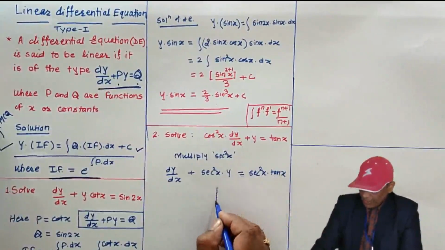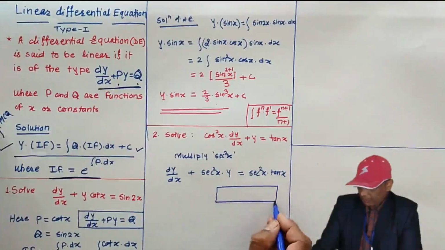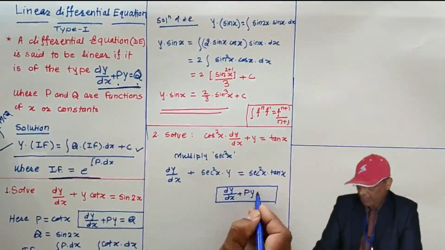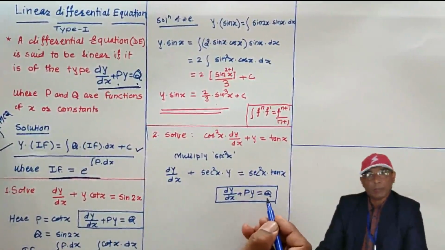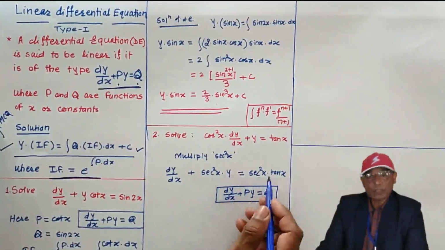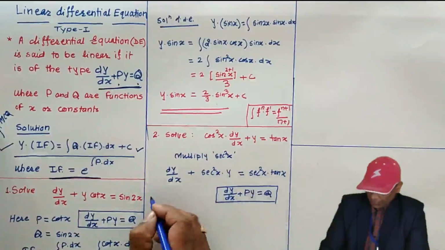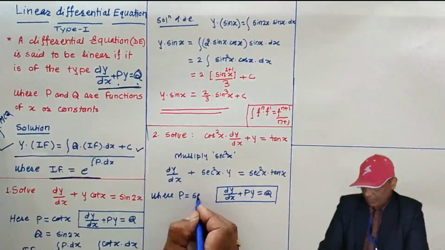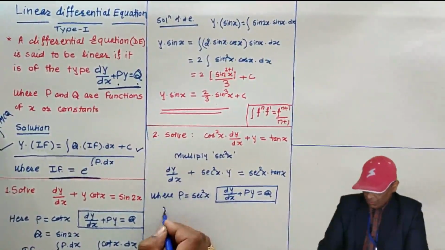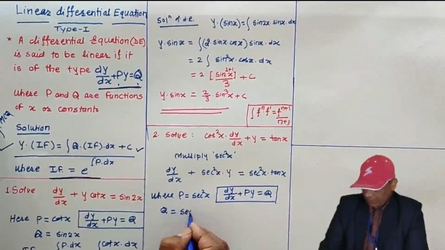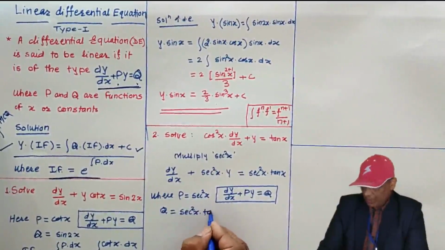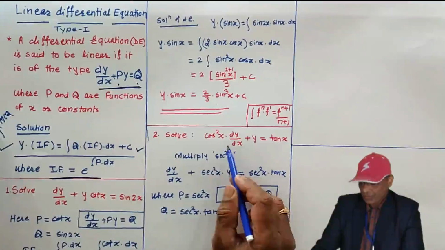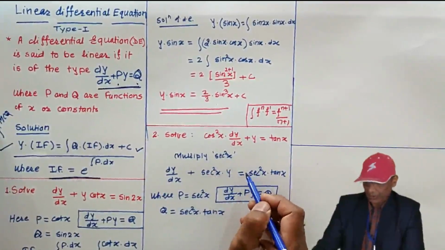Now this differential equation is of this type: dy by dx plus py equal to q. But you have to ensure whether p and q are functions of x alone or constants, where p is sec square x. It is a function of x. And q is sec square x into tan x. P and q must be functions of x or constant. If p and q are functions of x or constant, then this differential equation is a linear differential equation of this type.